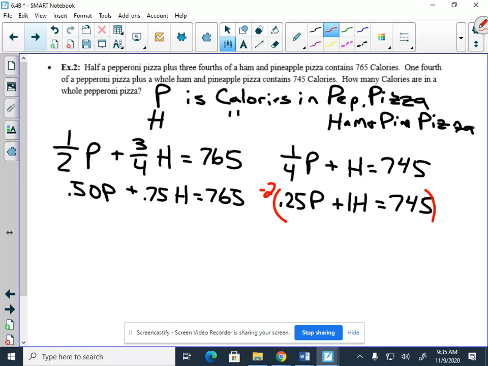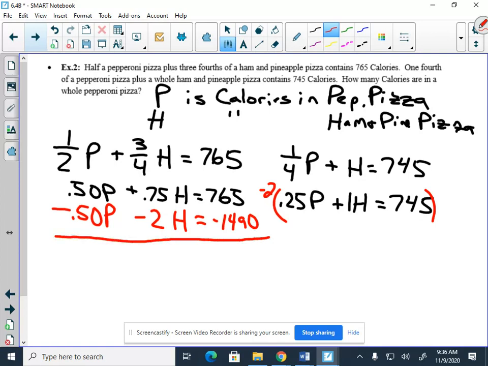This times -2 will get me -0.50p. That's going to eliminate the pepperoni pizzas there. -2 times this is -2h. And -2 times this is -1,490. Okay? The decimals, the fractions, not as nice. That's why I do try to make them decimals if possible.